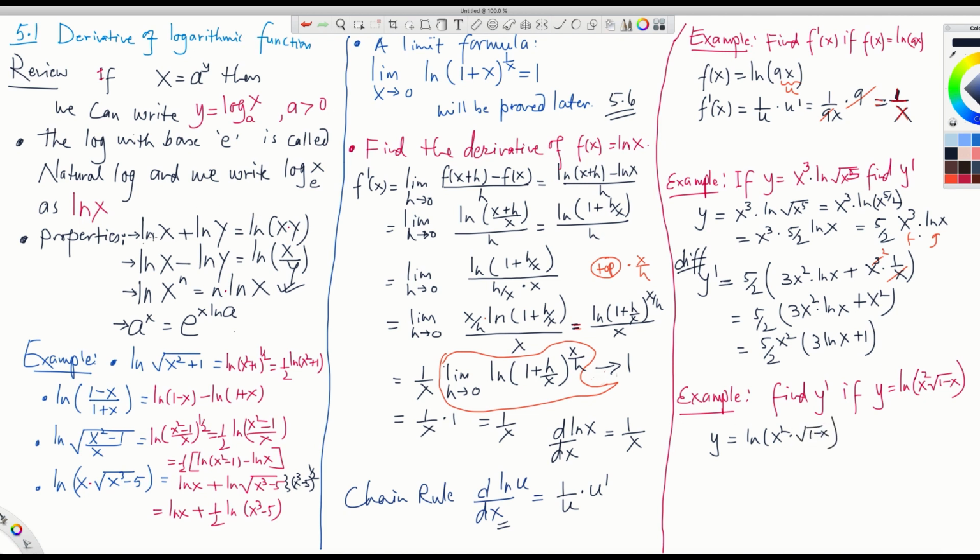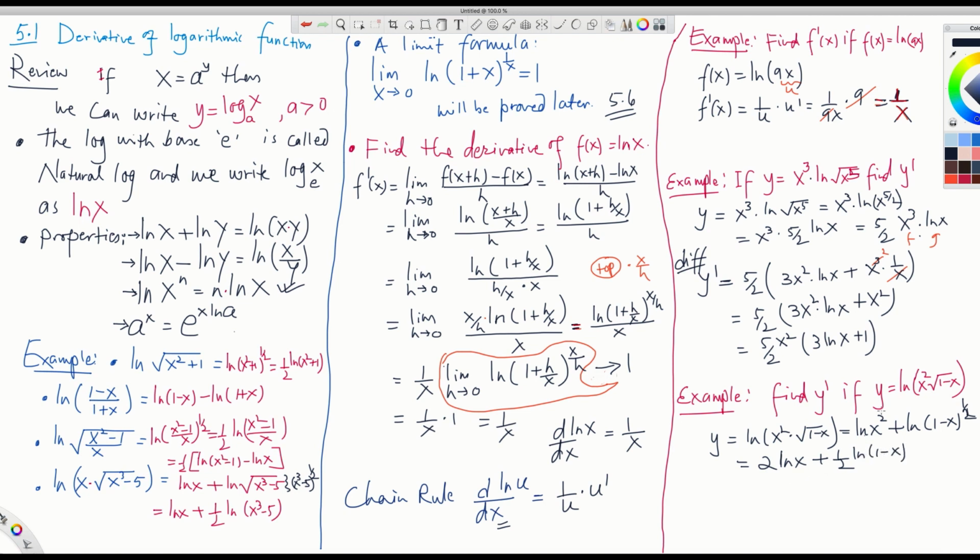I want to use the property number 1. If there is a product, I can write it in the sum form. So I want to write natural log of x squared plus natural log of 1 minus x to the 1 half. That's what I want to do. So this can be written as 2 natural log of x. You have seen all this kind of simplification in college algebra. And then plus 1 half natural log of 1 minus x.